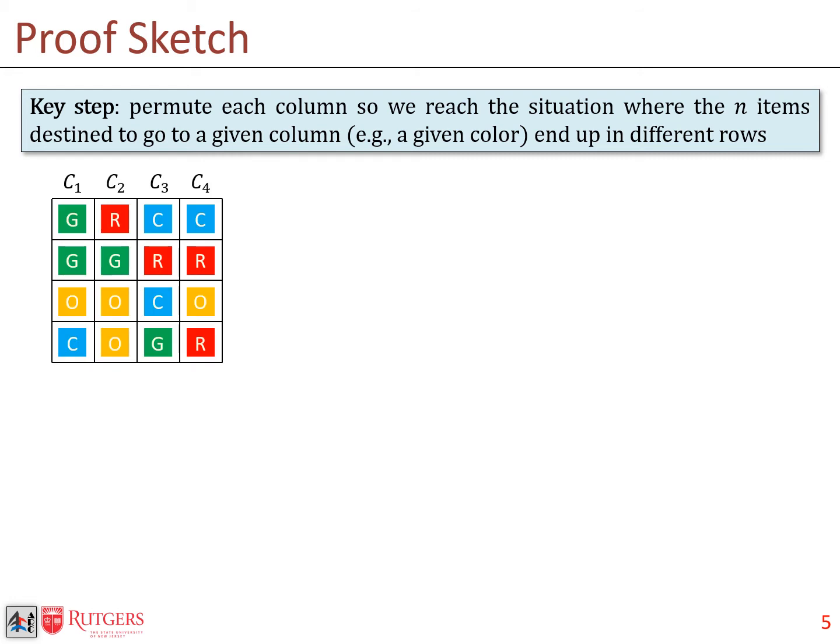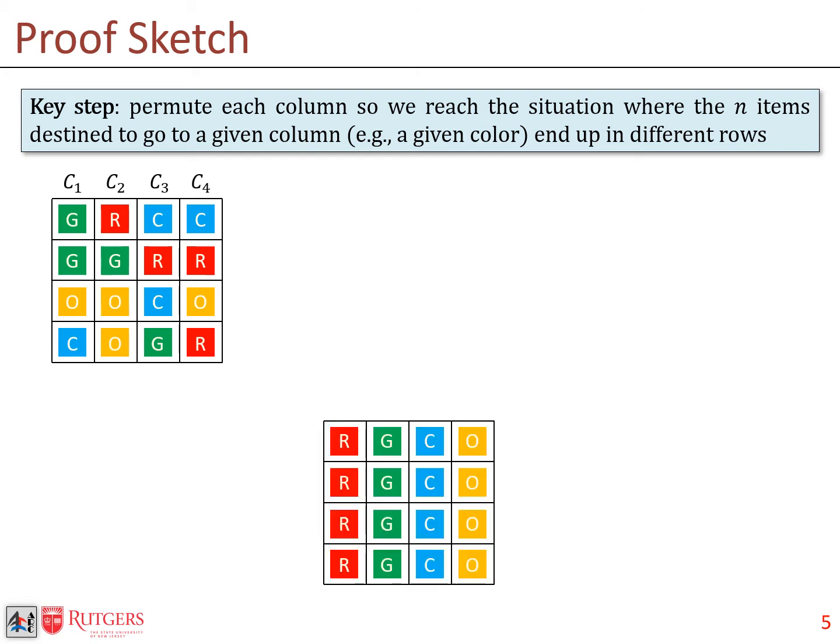Suppose we want to take this 4x4 Rubik table with four colors, green, red, orange, and cyan, and we want to get to this ordered setting where the items are ordered from left to right: red, green, cyan, and orange. So how do we do this?